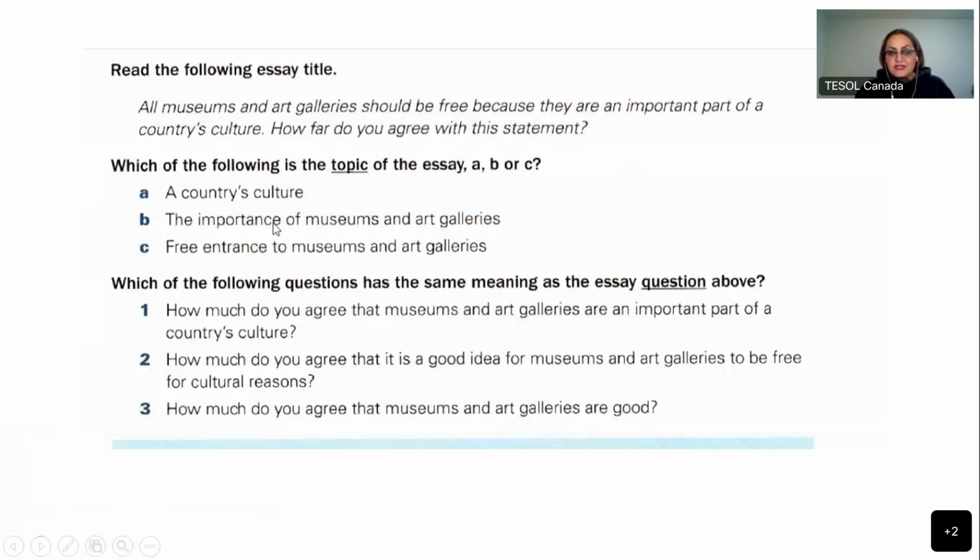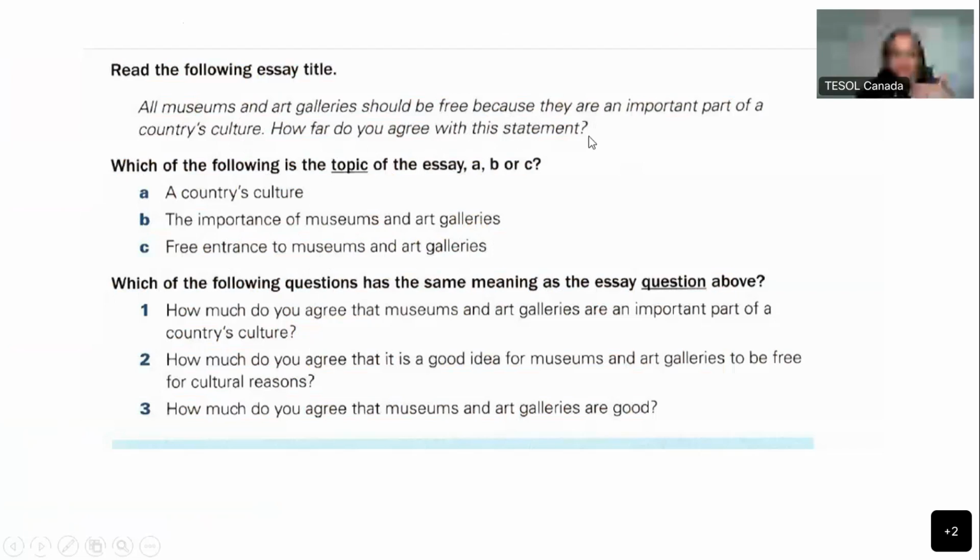So basically, what is the topic? It's not the importance of museums and art galleries. It's free entrance to museums and art galleries. So that's the thing I was talking about: task response. They have to understand what the keywords are. Here it is free entrance. The students have to underline, or circle, the keywords, just to guarantee they are on the right track while planning. Then what about the task?